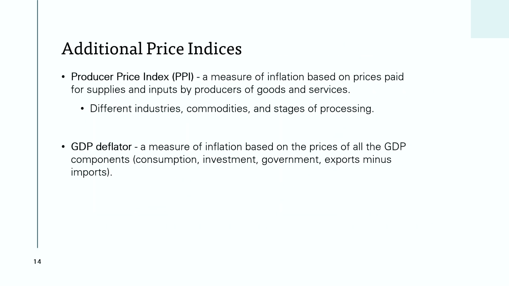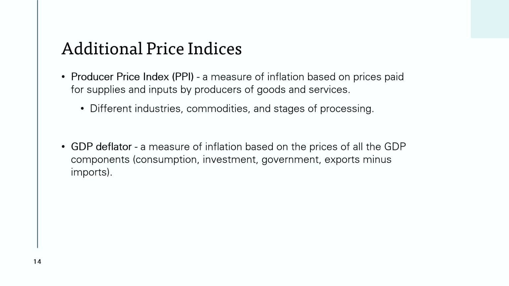While the CPI is the most popular measure, it is not the only one we use. We also look at the Producer Price Index, or PPI. Unlike the CPI, which looks at what consumers pay, the PPI measures the price paid for supplies and inputs by the producers themselves. It tracks different industries and stages of processing.